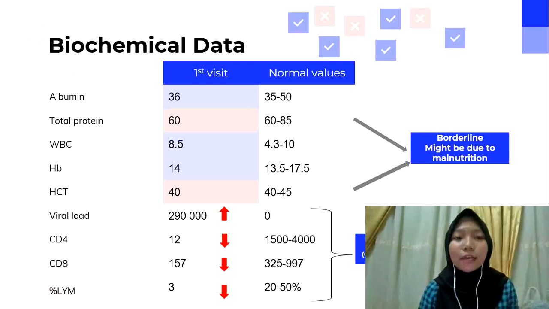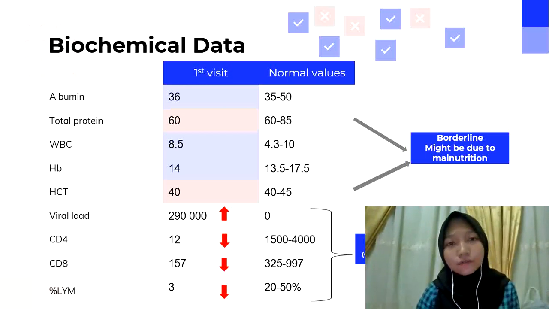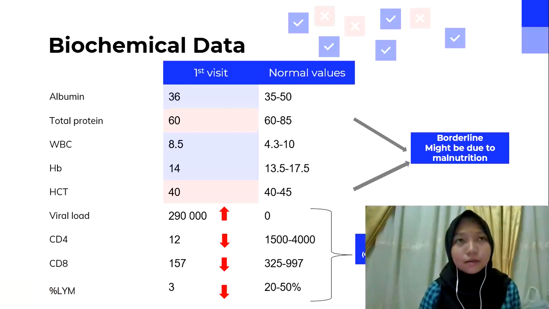And then for the biochemical data, the patient's albumin, white blood cell and HP are normal, but the patient's total protein and hematocrit are borderline, might be due to the malnutrition. And the patient's viral load, CD4, CD8 and percentage of lymphocytes indicated that the patient has progressed to the 8th staging.